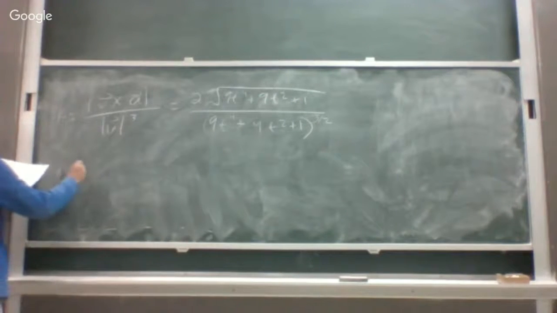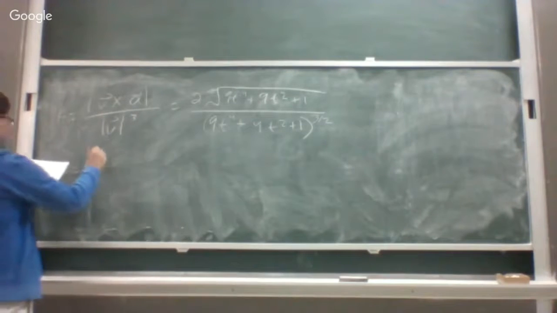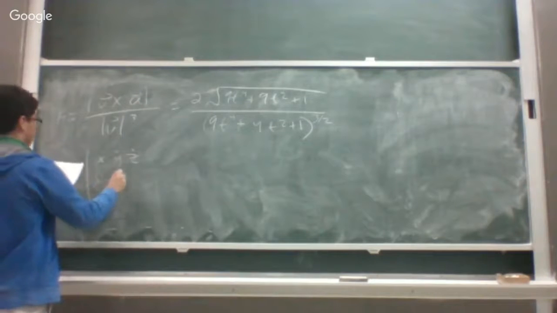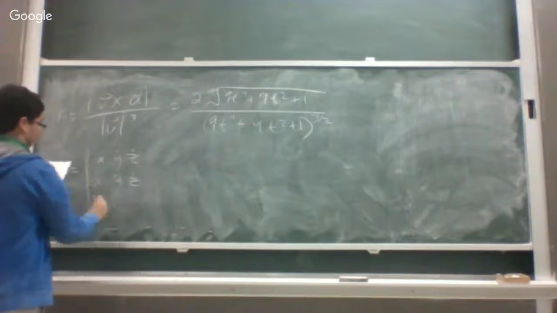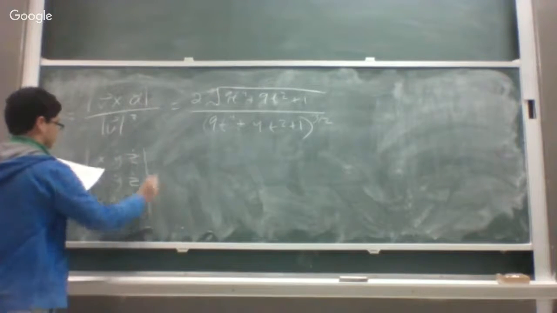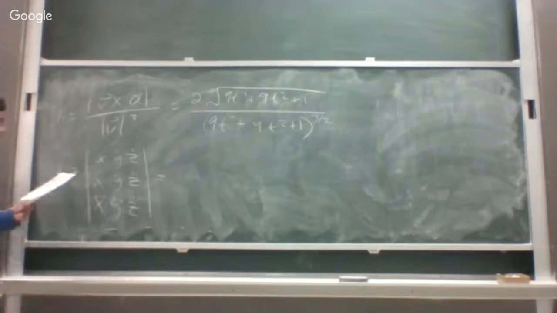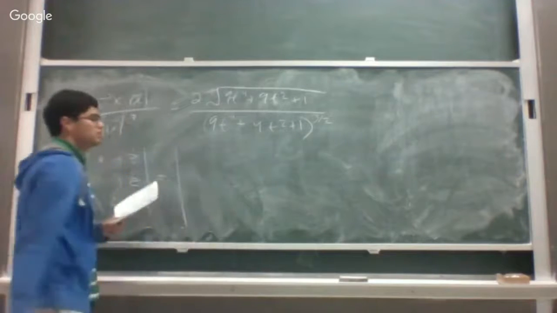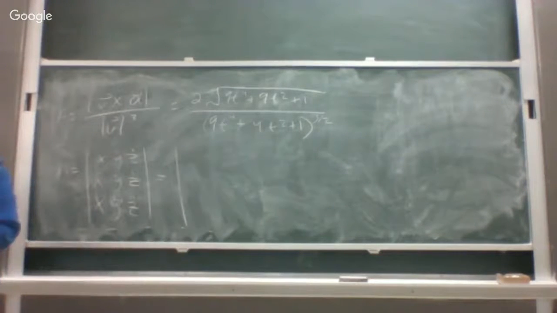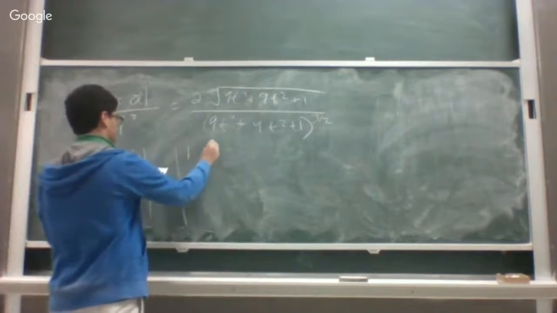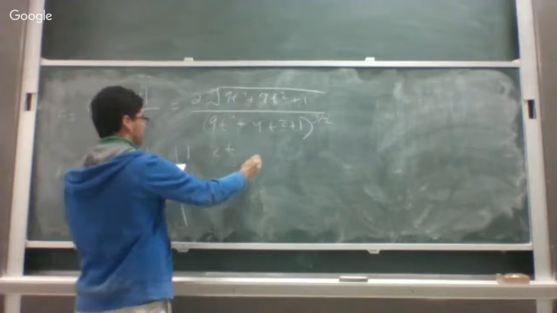M is equal to the matrix x dot, y dot, z dot, and so on. Did they give you these equations? For this problem they will. Okay.